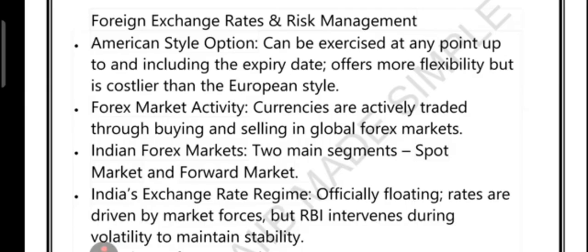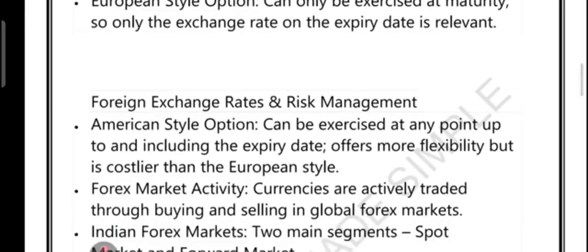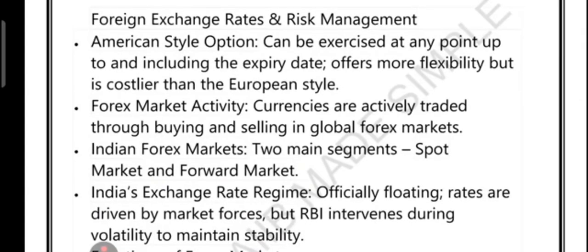But the American option is costlier than the European style. So one way to remember it: E for European, E for expiry. So I told you, a European option can only be exercised at expiry. And an American option is more flexible. You may use it at any time before it expires.